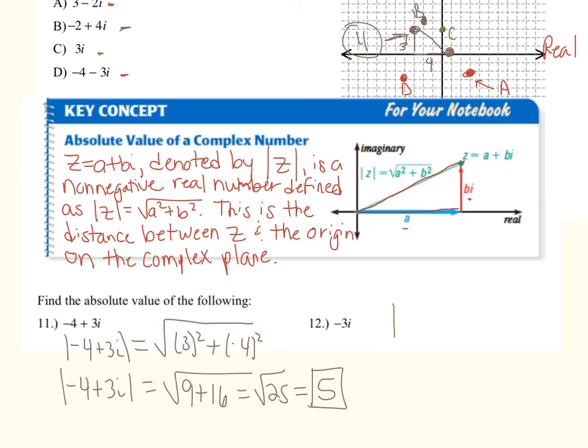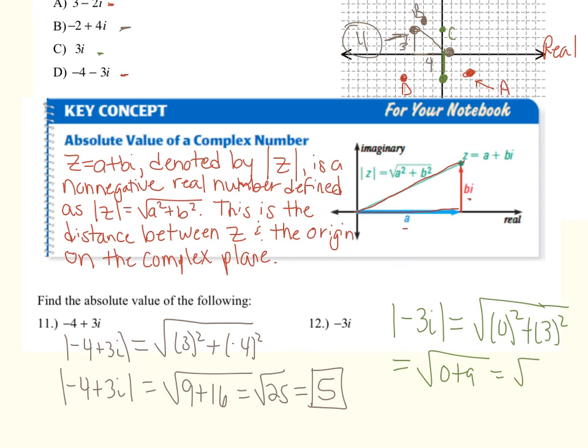For negative 3i, so the absolute value of negative 3i, if we plot that on our graph, negative 3i means that the real part is 0, so we don't go left or right. We just go down 3 points on the imaginary part. If we were going to calculate this distance, we could just count it since it's straight. It's 3, but we can show it with the absolute value formula listed above. So it'd be 0 squared plus 3 squared, and you'd have 0 plus 9, so you'd get the square root of 9, which is 3 units.